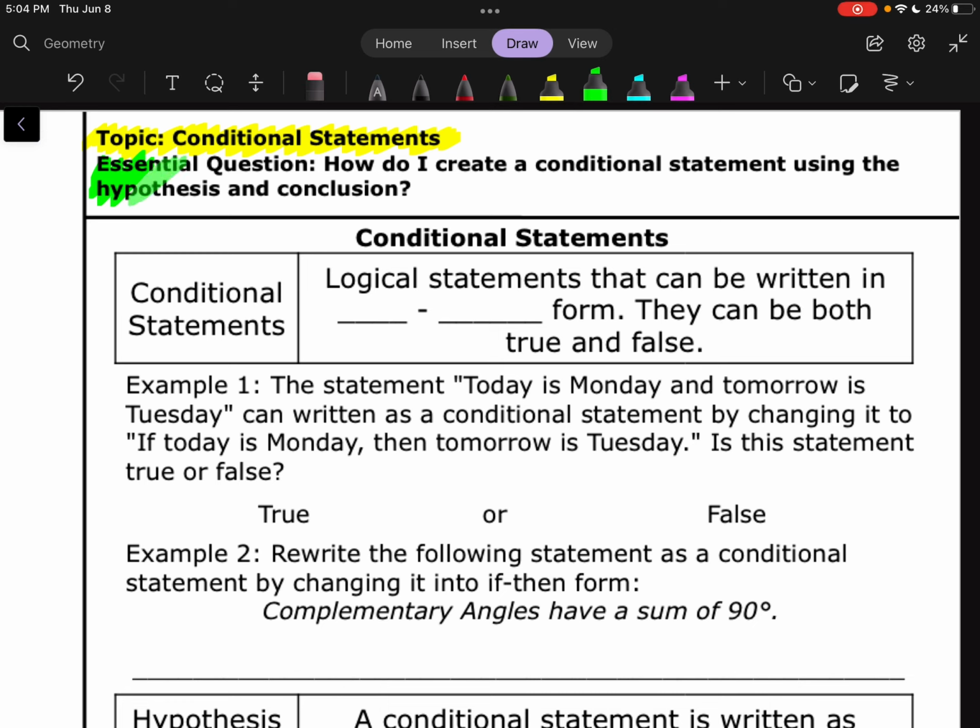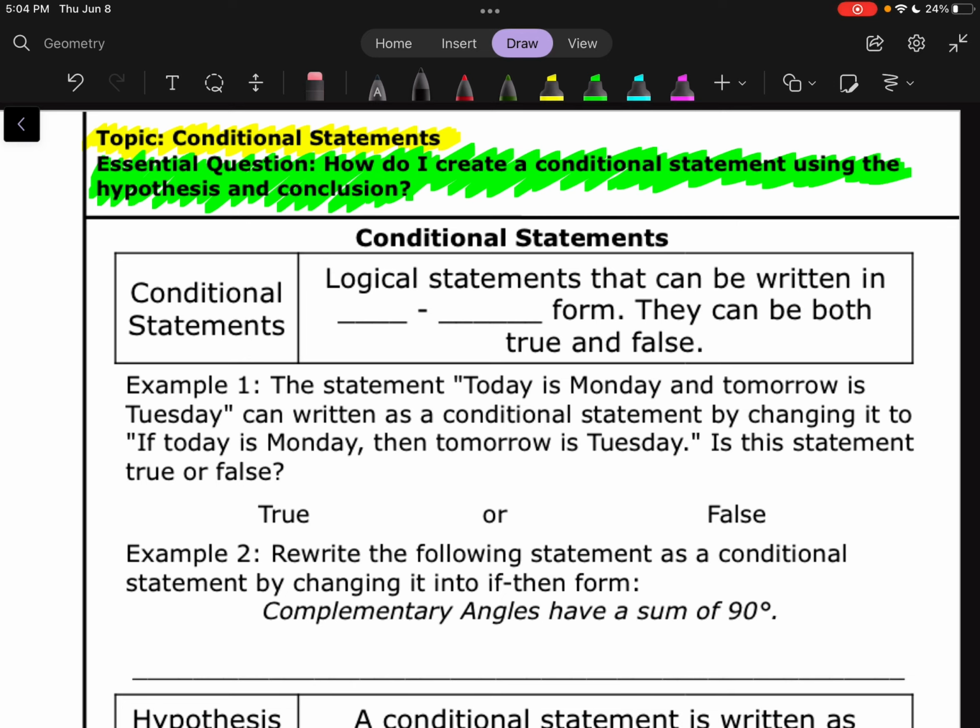So the topic is conditional statements, and our essential question, the thing that we're going to try to answer by the end of this lesson, is how do I create a conditional statement using the hypothesis and conclusion? So what is a conditional statement? Let's start there. This first part says conditional statements.